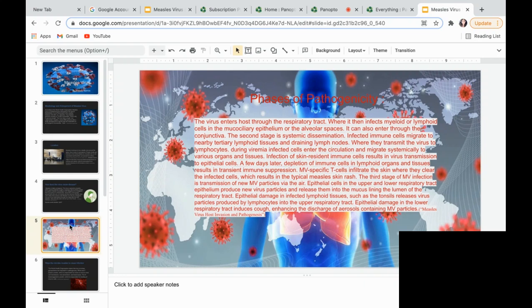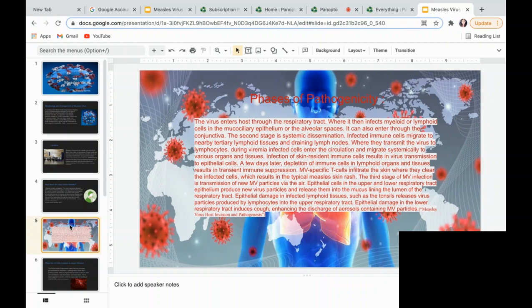During viremia, which is like the microbe entering the blood, infected cells enter the circulation and migrate systemically to various organs and tissues. Infection of skin-resident immune cells results in virus transmission to epithelial cells. A few days later, depletion of immune cells in lymphoid organs and tissues results in immune suppression. MV-specific T cells infiltrate the skin where they clear the infected cells, which results in the typical measles skin rash.